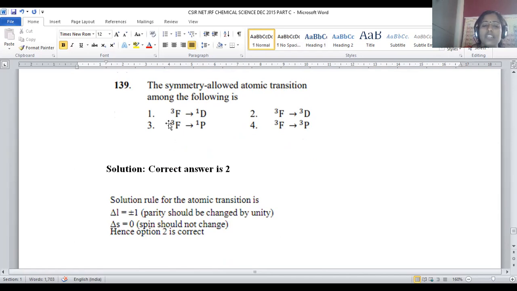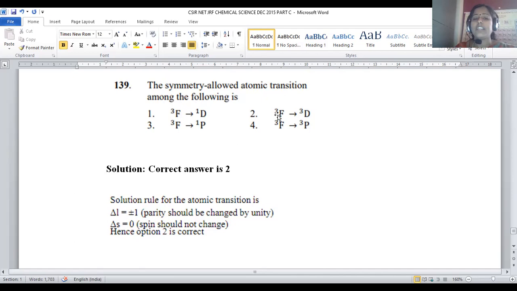Let us apply these 2 conditions to all the given options and we will predict which is a symmetry allowed transition. 3F to 1D. 3F means what? Here spin multiplicity is given as 3, 2S plus 1 value is taken as 3. Here 2S plus 1 value is taken as 1. 3 to 1 means what happens? Spin value is varied. But what is the condition required? Spin change should be 0. Spin retention is required. That's why the first option is discarded.